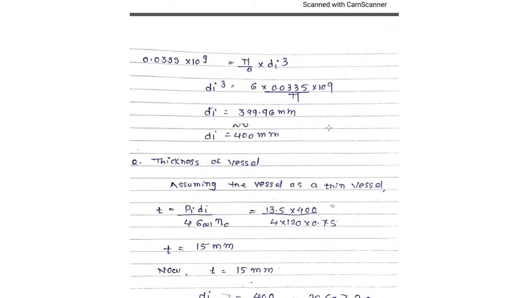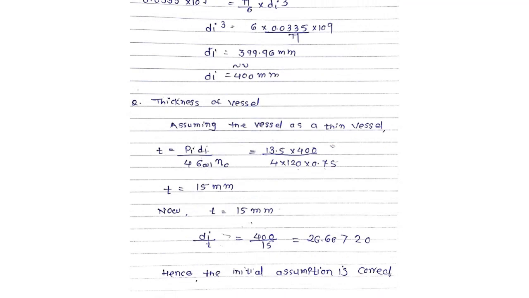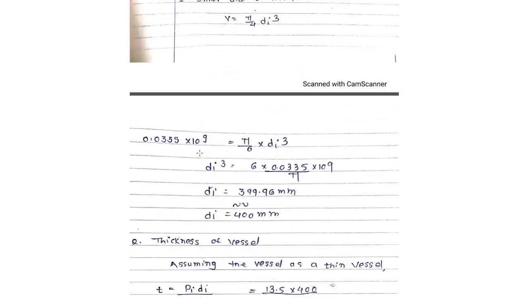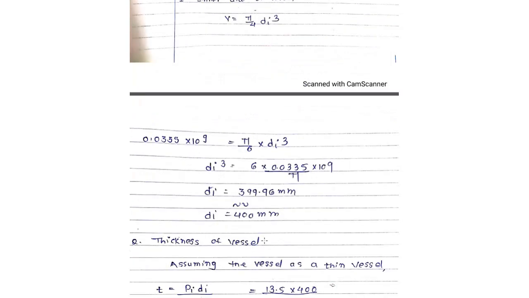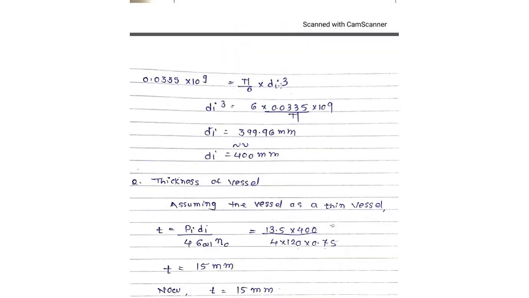What is the formula to find the thickness of a spherical vessel? It is t is equal to p di divided by 4 times sigma all into ηc. We know the value of p, sigma all and ηc. The unknown is di, so first you have to find di. There is one more formula, the volume formula: V is equal to pi by 6 di cube, where di is the inner diameter of the vessel. V you know, so the only unknown term is di. Put the value of V, simplify and take the cube root, and you get di equal to 400 mm.